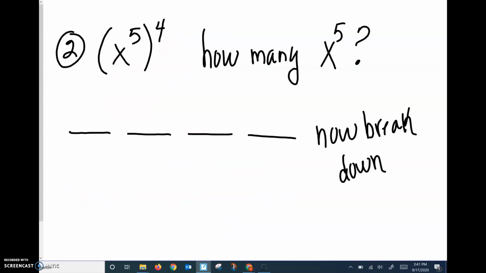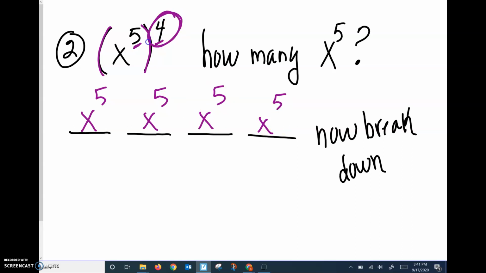All right, let's look at this one. So we've got an x to the 5th, so we have a power here and a power here. How many x to the 5ths do we have? We have an x to the 5th, an x to the 5th, an x to the 5th, and an x to the 5th. So don't we have 4 of them because of this?